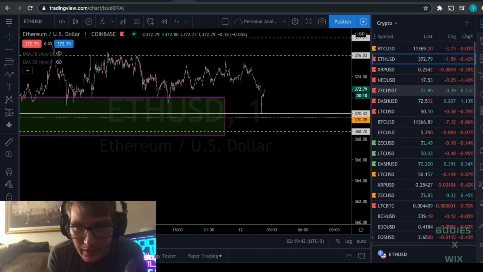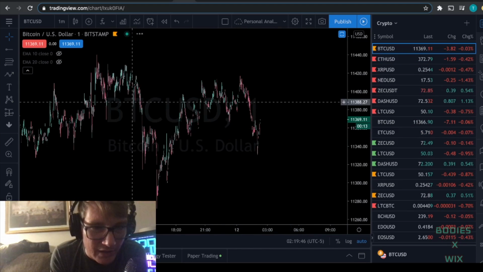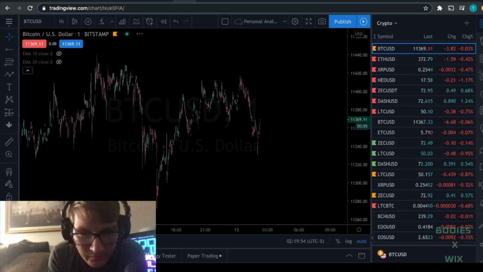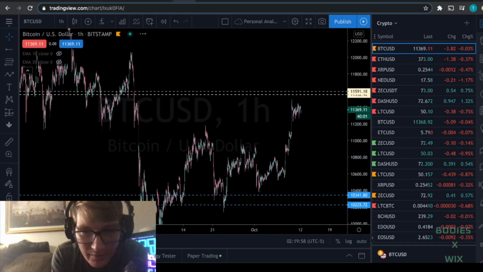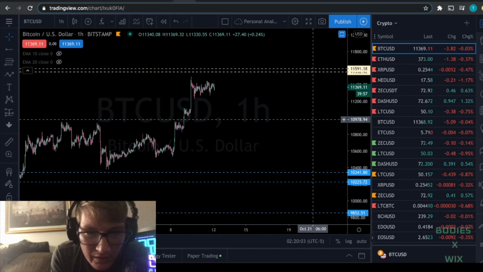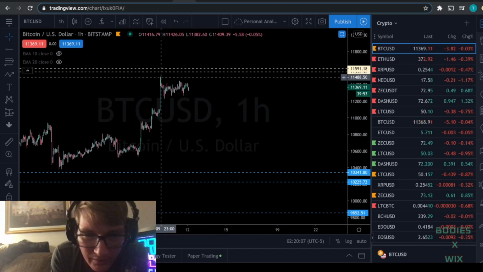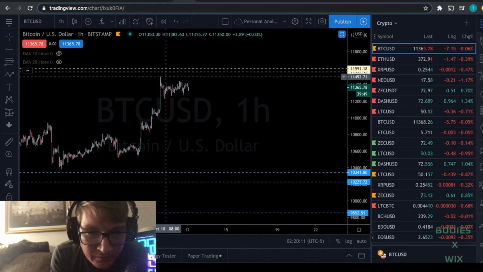Bitcoin, I know Bitcoin had a pretty crazy last couple days. That being said, I'd rather get into a 1 hour chart of Bitcoin, because now it's back in consolidation. After it almost broke, I think it got close to 12,000, right? 11.5.